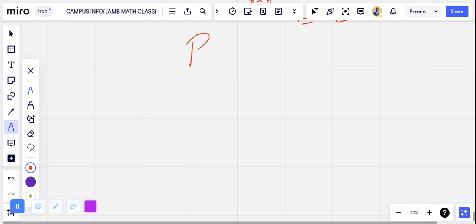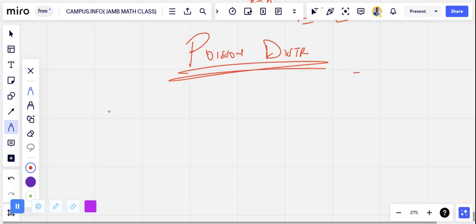So for the Poisson distribution, guys, I'll be very, very fast about this. For the Poisson distribution, the formula is always given to us as probability of X equals to the outcome of that event, and it's always equal to an average. And that average, we always call it lambda. We denote it as lambda. It's a parameter.